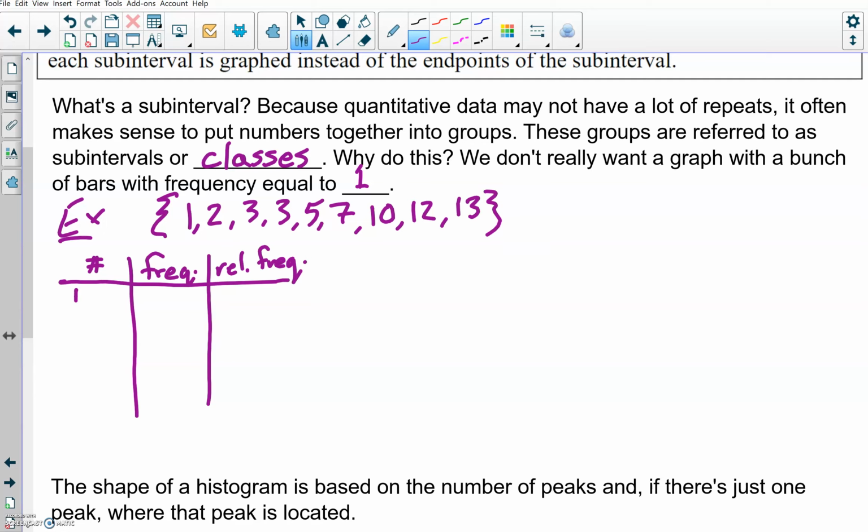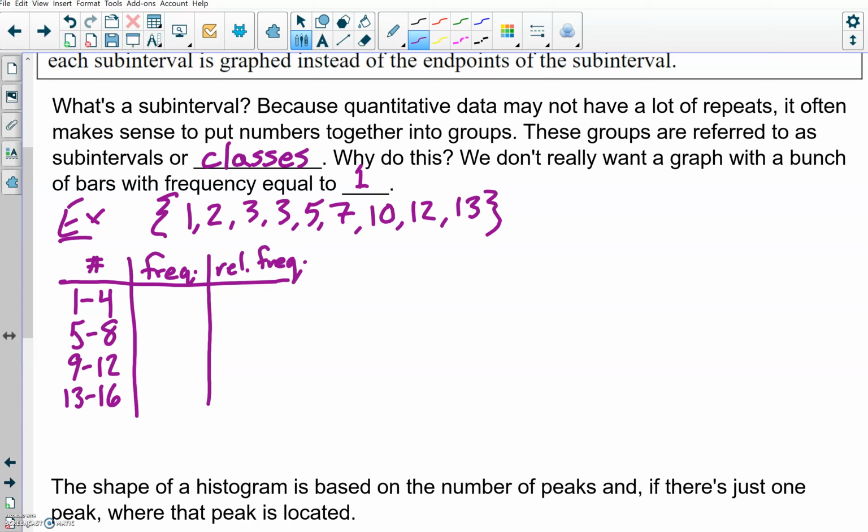So for the classes, I'm going to use 1 through 4 for the first class, then 5 through 8 for the second, 9 through 12 for the next, and then 13 through 16 for the last. Notice that all of my classes have the same difference between the low and the high number. This is important. Again, this idea of equal width in the bars that we saw in bar graphs carries over to histograms, where you want your classes to be equally spaced, equally widthed.